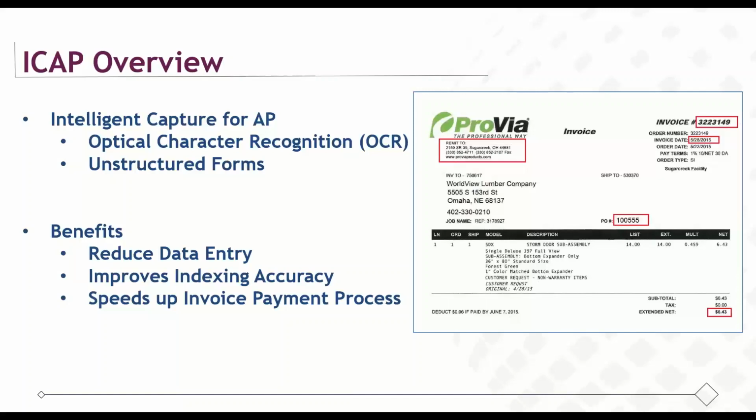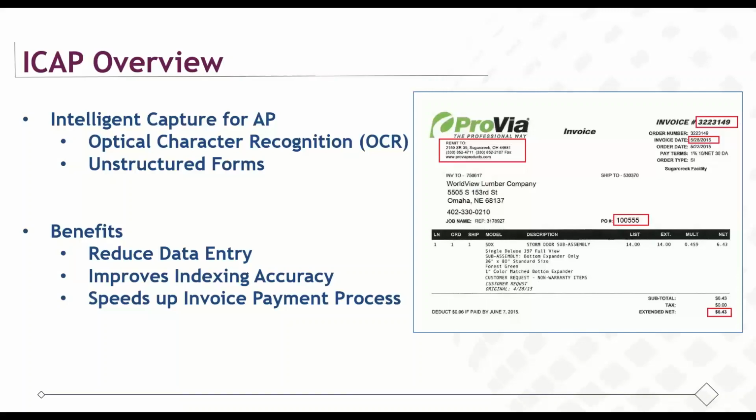Intelligent capture utilizes optical character recognition, or OCR for short, for the most part. And ultimately, it is reading the entire invoice during that capture process. There are no zones, there are no templates. So unstructured forms is what the system relies on to pull all of the necessary data.